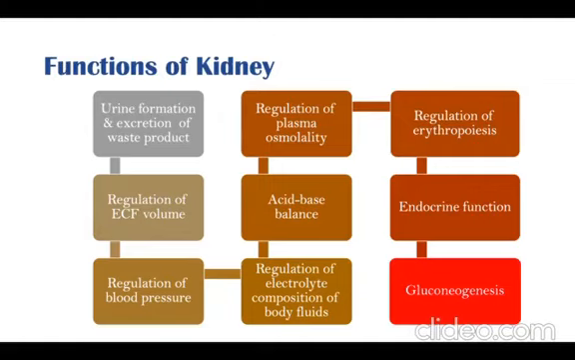Acid-base balance. Kidneys contribute significantly to acid-base balance by controlling bicarbonate excretion and hydrogen ion secretion. Thus, it controls blood pH and pH of other body fluids. Therefore, kidney abnormalities may cause metabolic acidosis or alkalosis.